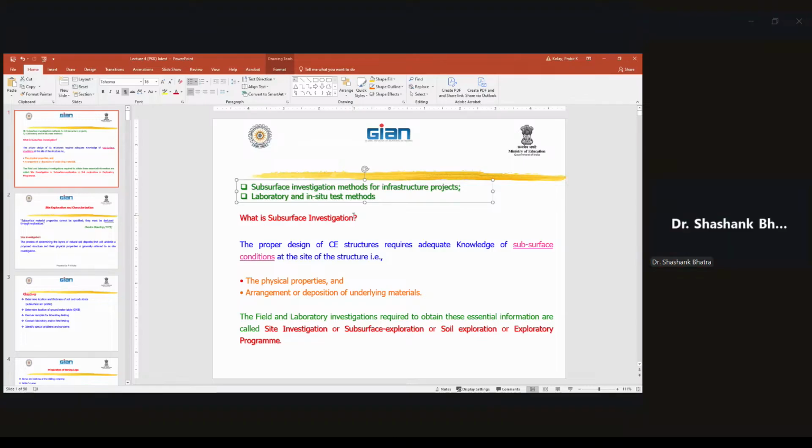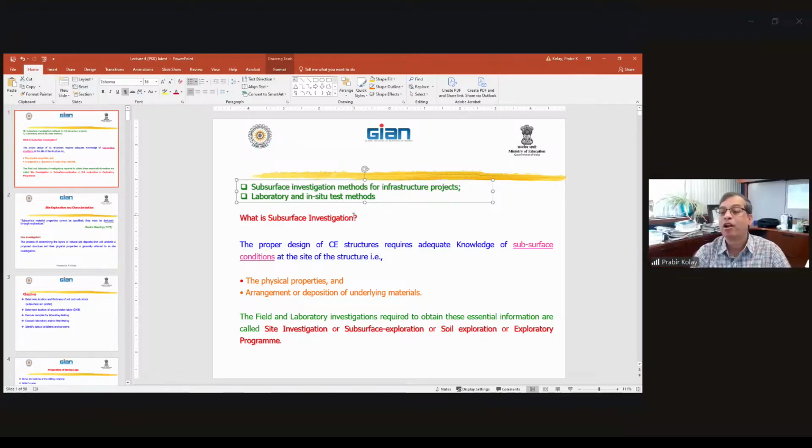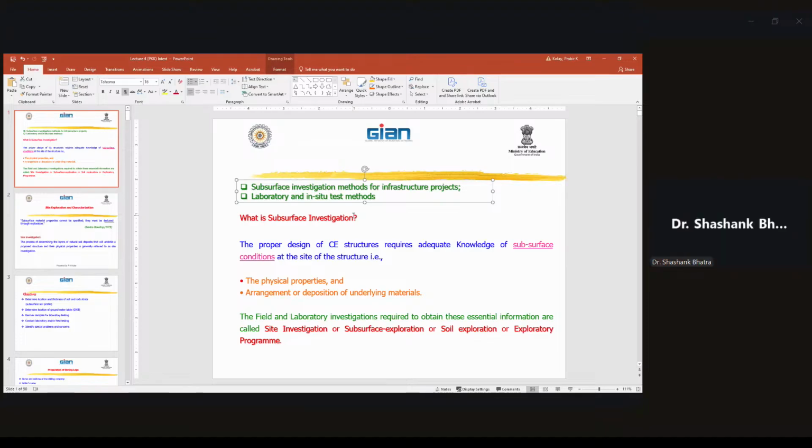Absolutely. And also sometimes there is a lot of noise, and you need to remove that noise. Otherwise, you will think this is a different type of soil. So you need to be careful while analyzing the data.